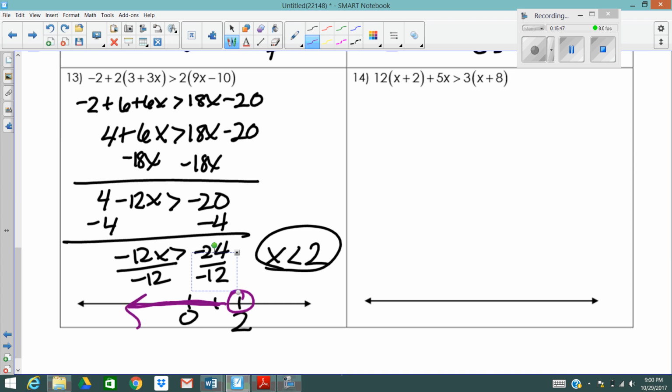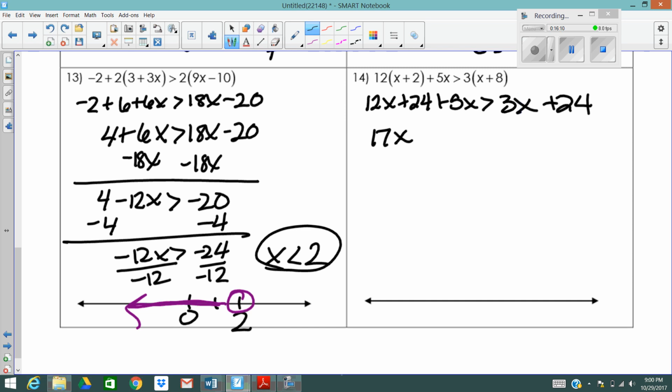And finally, number 14. I want to distribute that 12, so I get 12x plus 24 plus 5x is greater than, I want to distribute that 3, so I get 3x plus 24. Combine my like terms, so that's 17x plus 24. Oh my gosh. Okay. Plus 24 is greater than 3x plus 24.